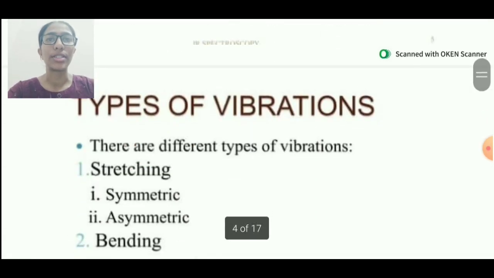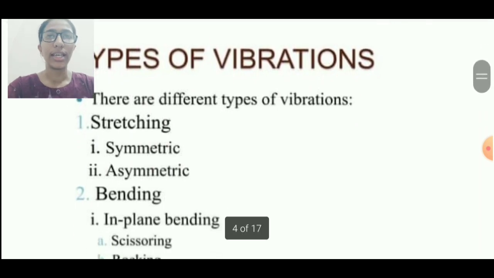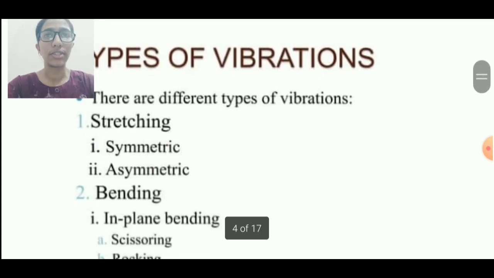Types of vibrations. There are different types of vibration. First, stretching. Stretching vibration is further divided into two categories. The first is symmetric stretching vibration and the second is asymmetric stretching vibration.